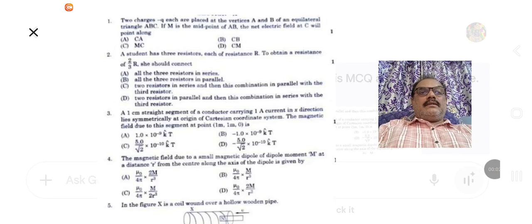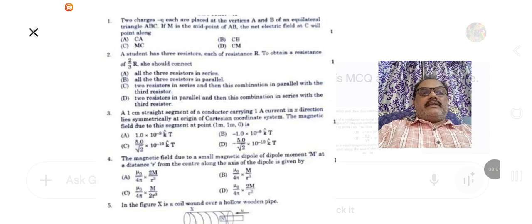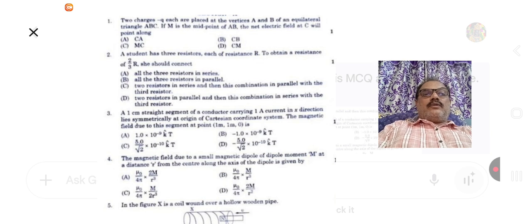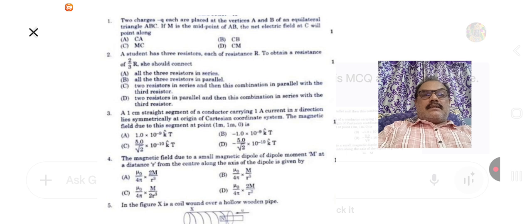Class 12th Physics CBSE held today. Set 1 MCQ questions and their answers.